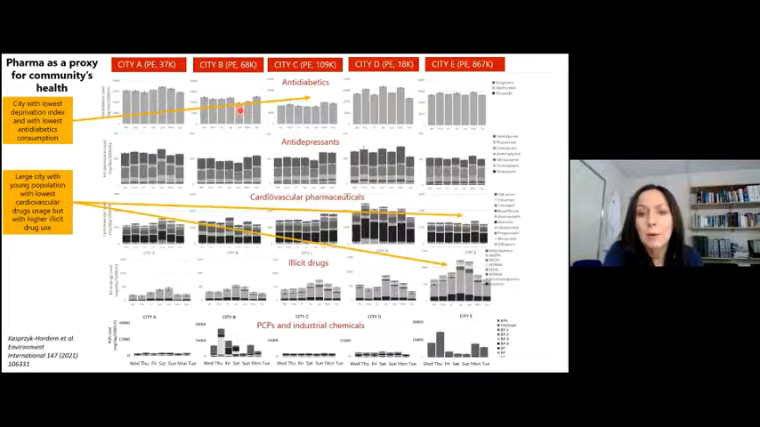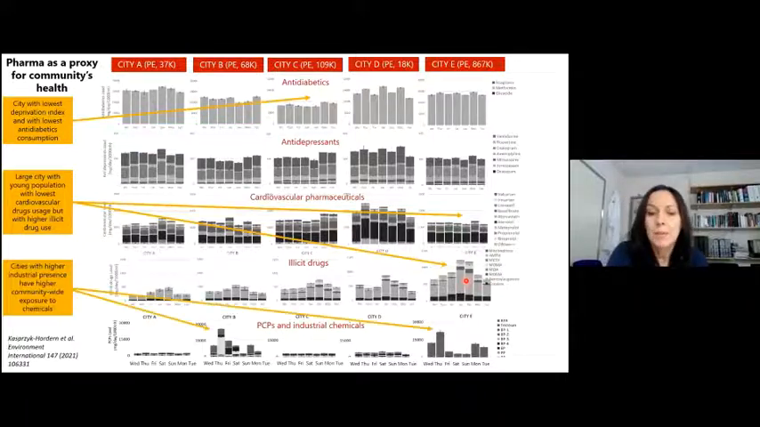Now, here we have, in city E, the lowest usage of cardiovascular pharmaceuticals, but the highest usage of illicit drugs. And you can actually see the spike of illicit drug usage during weekends. So there is this temporal dimension here in what we can capture. And it might be because this is the largest city in the catchment and actually is the city with the youngest population.